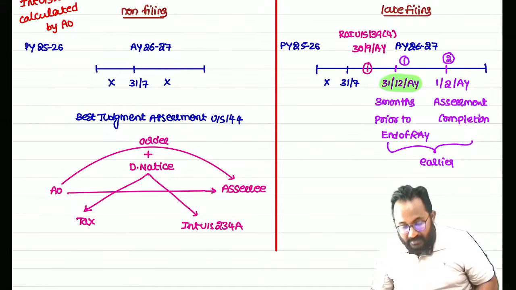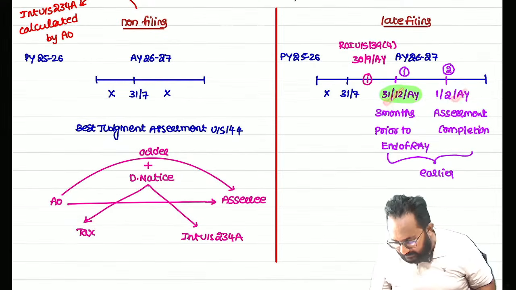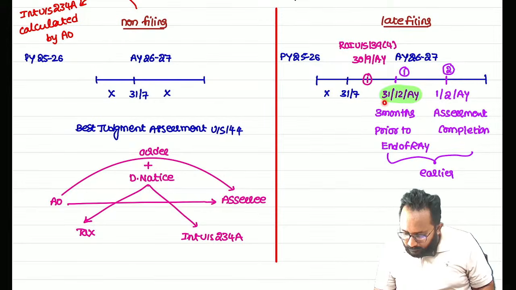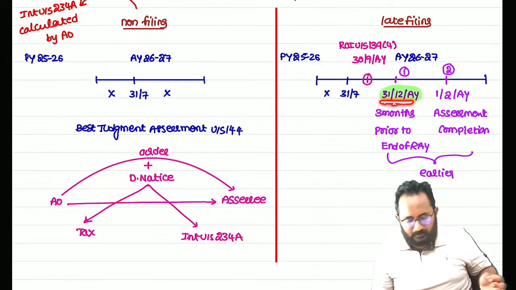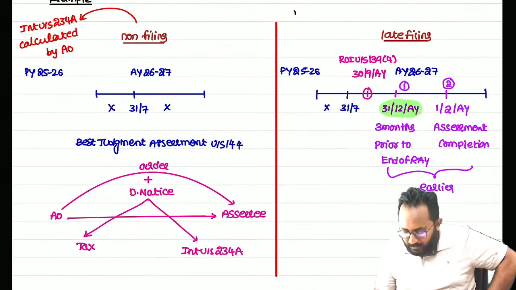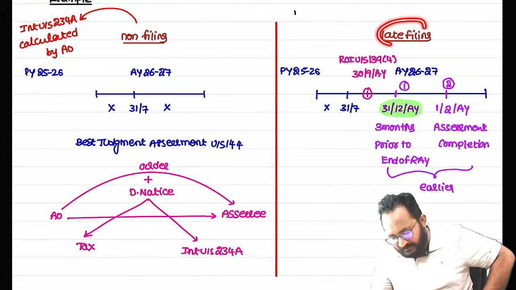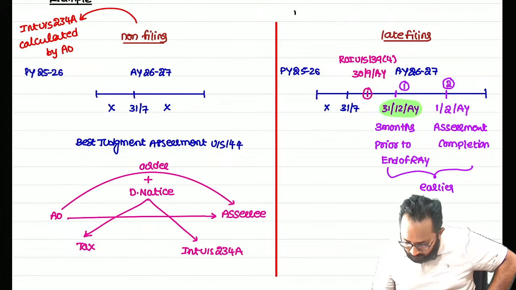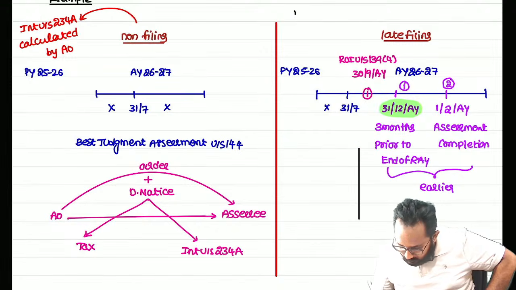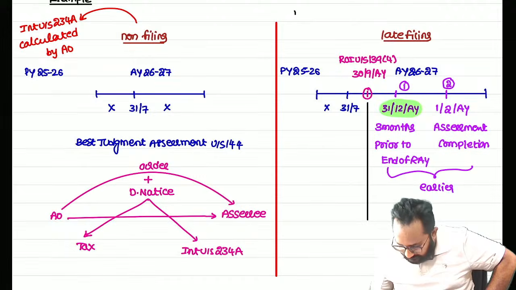Understood? Belated return you have to file by the earlier of the 2 dates. What is it earlier? December. On or before this date, at any time you can file the belated return. Our SSC filed what? 30th September. Can you tell me, before the due date he has not at all filed? After, yes, that's why it is what, late filing. Now tell me, on this date who filed the return, SSC.